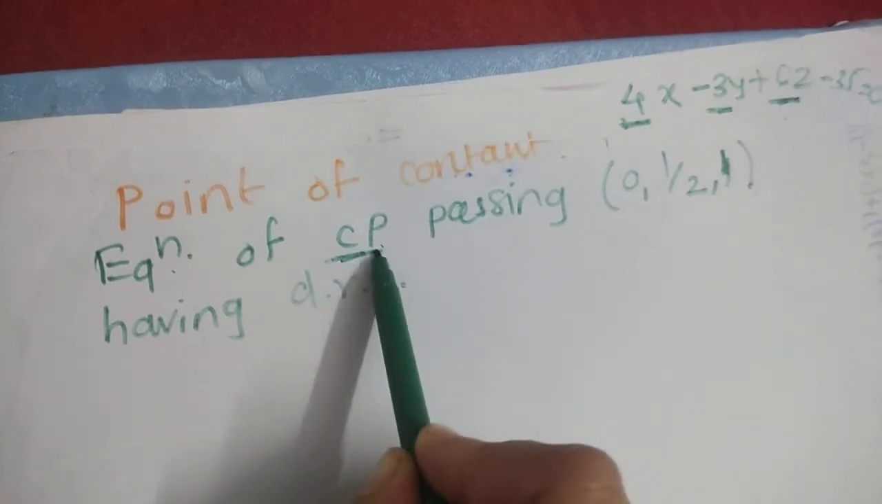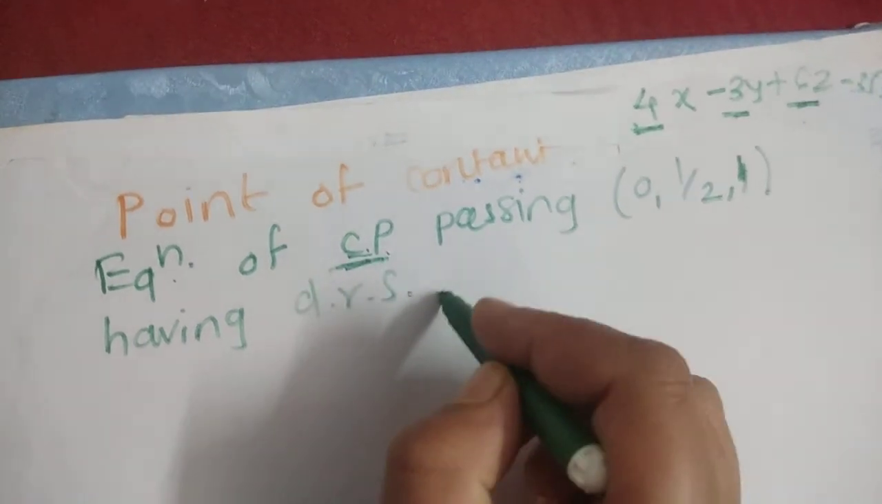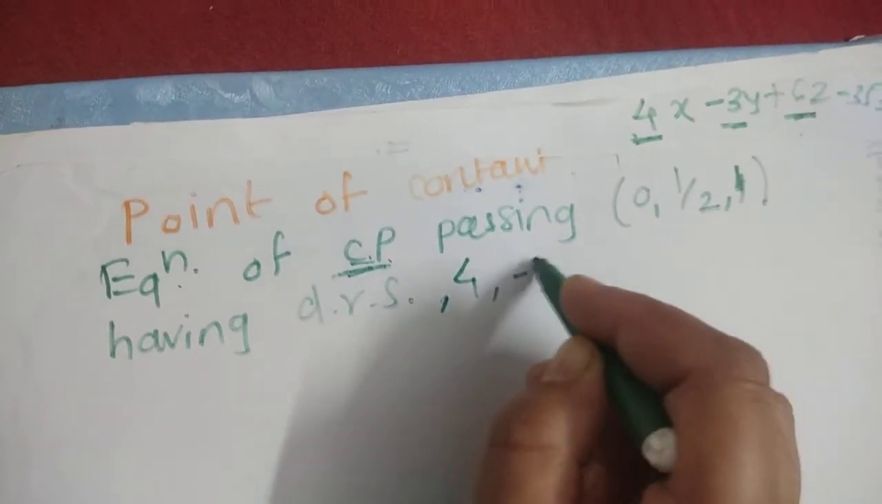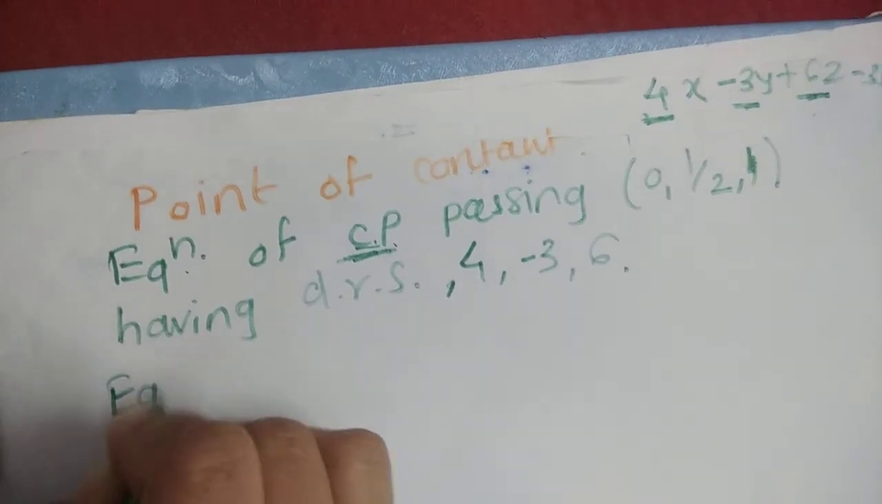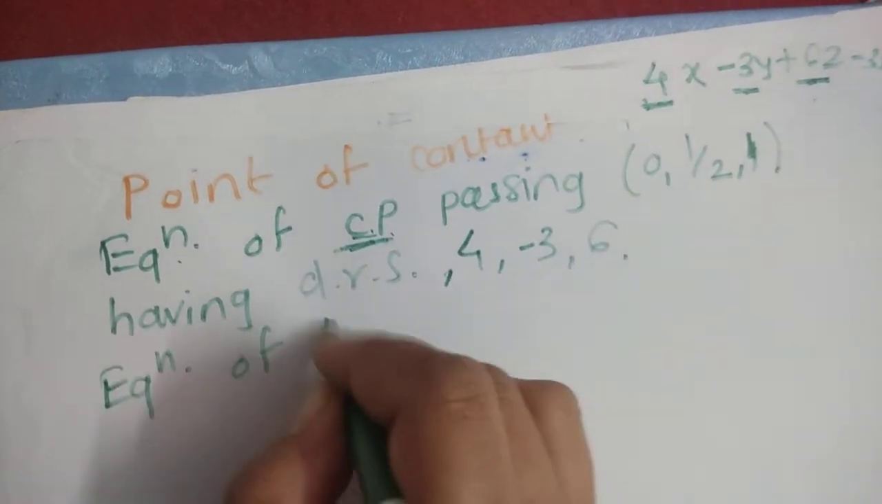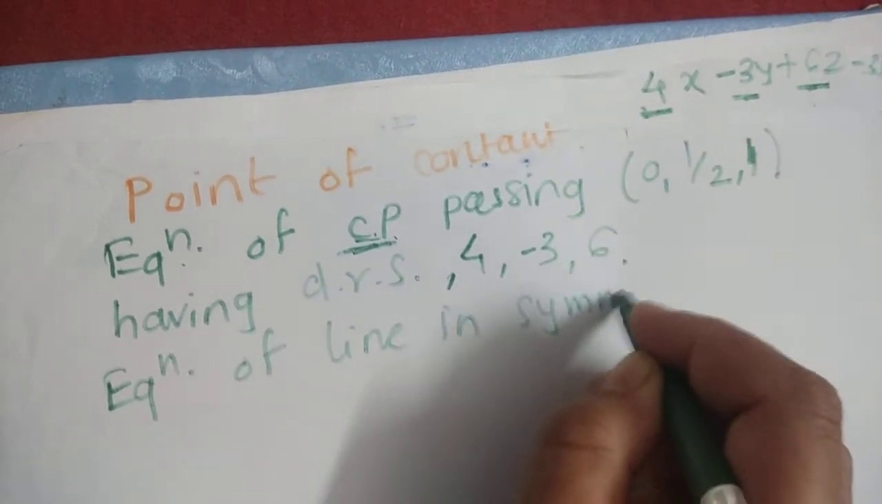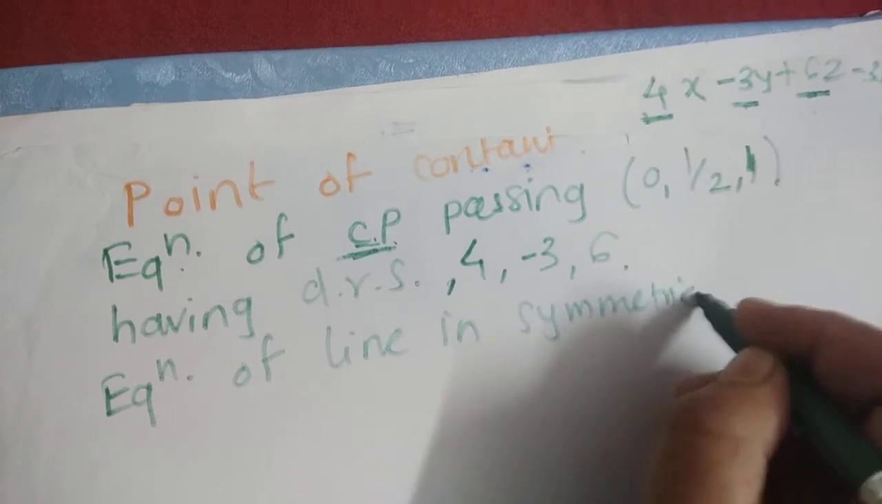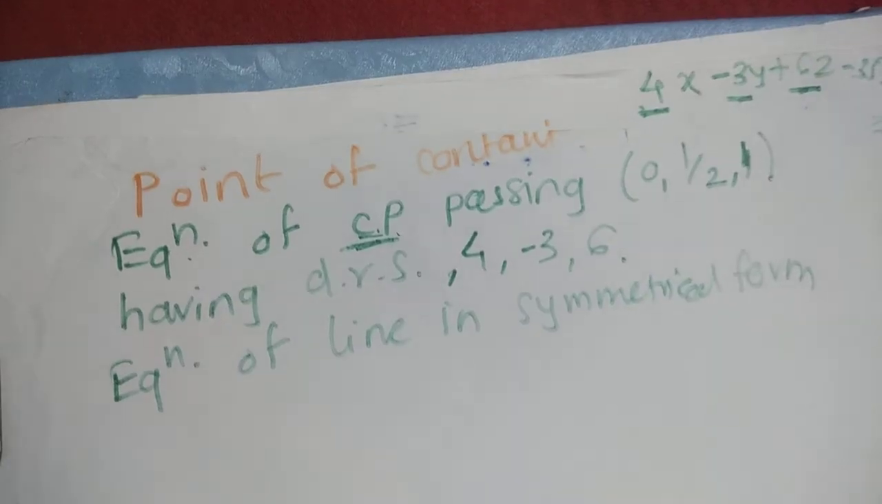So CP is the perpendicular. So the direction ratios of line CP are 4, minus 3 and 6. So consider the equation of a line in symmetrical form. What is the equation of a line in symmetrical form?